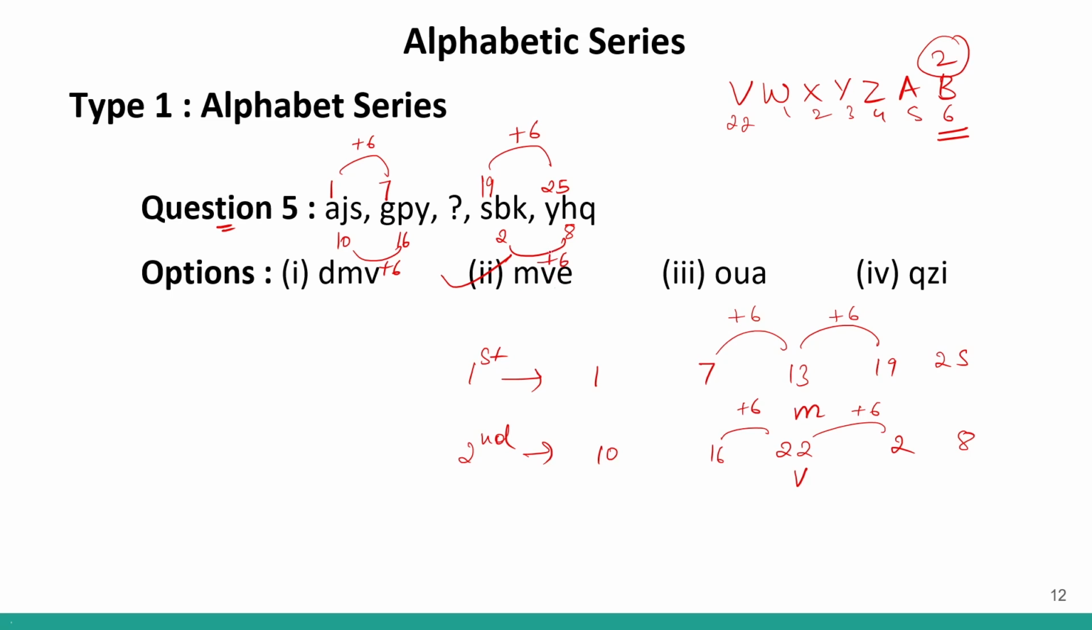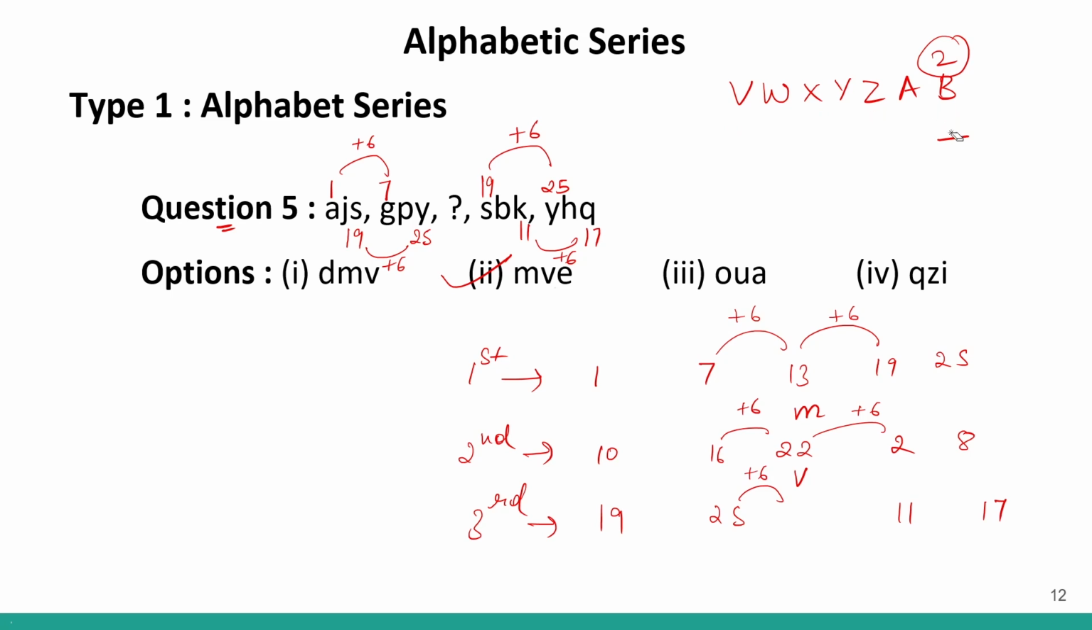But let us solve for the last alphabet also. If I look at the last alphabet, we have S, which is 19. Correct? Y is 25. K is 11. And Q is how much? Q is 17. So this is plus 6, and here also it is plus 6. So for the third alphabet, we have 19, 25, 11 and 17. So this is plus 6. So if I add plus 6 now from 25th position.